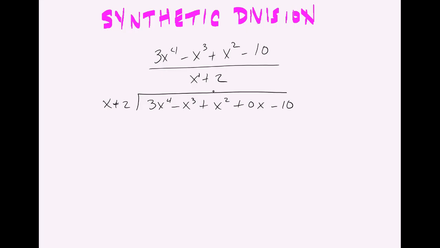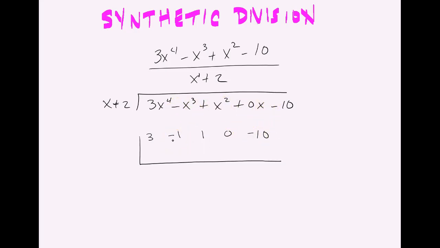And with synthetic division, all you need to do is flip this division sign upside down and copy down these coefficients. Okay, so 3, -1, 1, 0, and -10. Notice I did not take the x's with it, and notice I took the negatives with it. So be really careful. If you see a minus sign, you better bring that down with it.